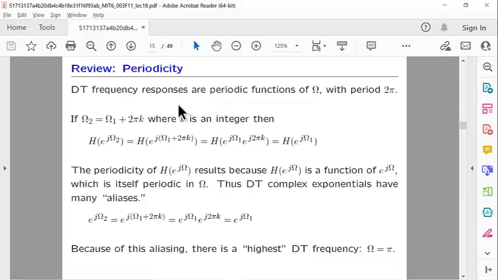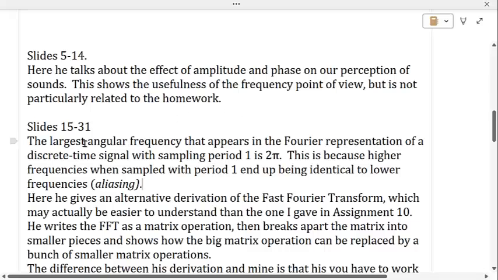Now in most of this lecture, he's going to be talking about discrete time signals. These are signals that have non-zero value at times 1, 2, 3, 4, so they appear as a series of spikes. Here he says discrete time frequency responses are periodic functions of omega with period 2 pi. Why is that? The largest angular frequency that appears in the Fourier representation of a discrete time signal with sampling period 1 is 2 pi. This is because higher frequencies, when sampled with period 1, end up being identical to lower frequencies. This is called aliasing.